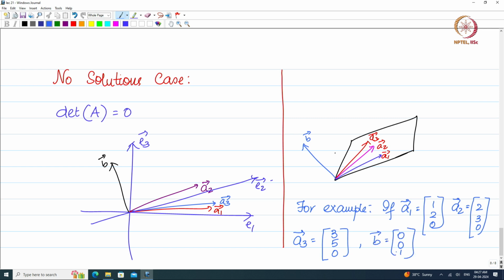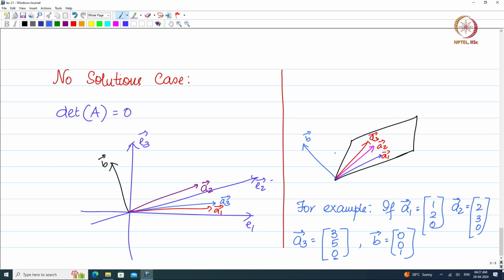It is very clear that the 3 vectors A1, A2, A3 are in the x1, x2 plane, since the third component of each of those 3 vectors is 0. That means these 3 are in the same plane, which corresponds to the x1, x2 plane, whereas the vector B is along the x3 axis because only that component is 1. Therefore, this B vector is not in the x1 x2 plane, so it cannot be expressed as a linear combination of the 3 vectors a1, a2, a3, and therefore, this system of equations.